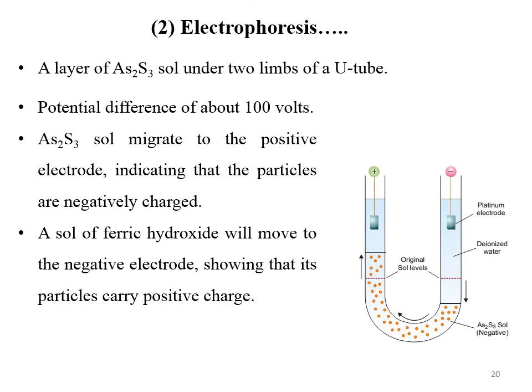on the negative electrode side and rises on the positive electrode side, as shown in this figure as well. This shows that arsenic sulfide sol has migrated to the positive electrode, indicating that the particles are negatively charged. Similarly, a sol of ferric hydroxide will move to the negative electrode, showing that its particles carry positive charge.